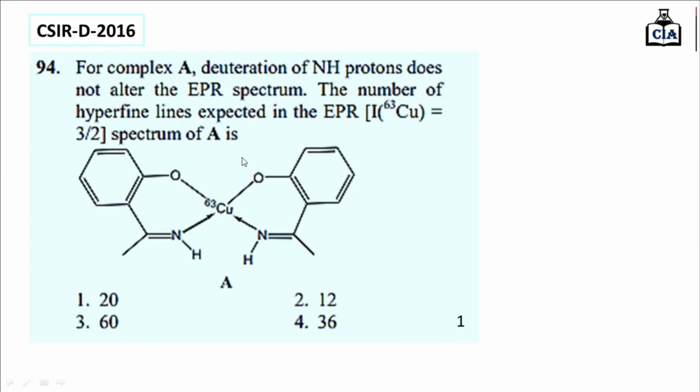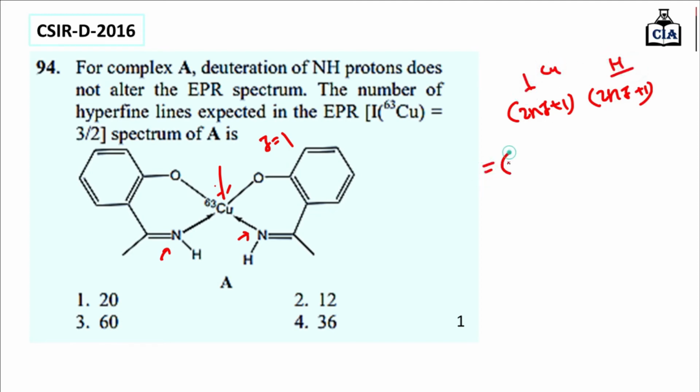Now next question from the CSIR December 2016. In this question we have to find the total number of hyperfine lines. This question is from ESR spectroscopy or EPR spectroscopy. So we have to find the total number of magnetic nuclei. There are two types of magnetic nuclei, the copper nuclei and the nitrogen nuclei, and nitrogen has an I value equal to 1. So just find the value of (2nI plus 1) times (2nI plus 1). The first bracket is for the copper nuclei and the second is for the nitrogen.